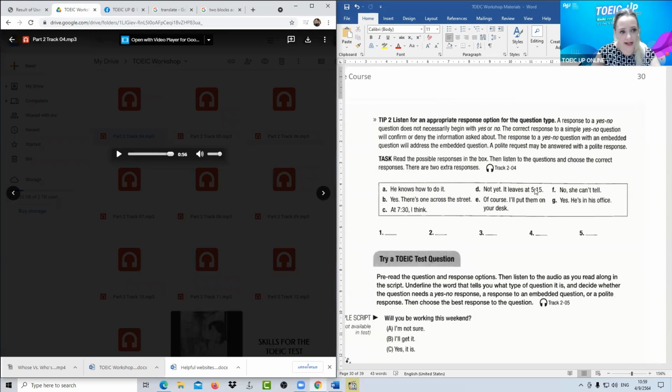Okay, the only reason why it's a little bit more difficult now is because you've got 7 options to choose from, right? Remember in your test, you only have 3, so it's a lot easier. So let's look at number 1 together. Listening, Part 2. Get it right. Yes, no questions. Tip 1, task. Number 1. Do you know where Mr. Kim is? What is the answer for that?